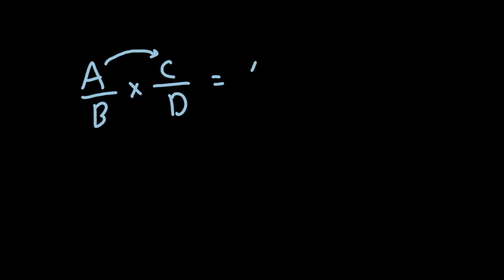Hi, we'll talk today about multiplying and dividing rational expressions. To multiply rational expressions, we use the following property of fractions. A over B multiplied by C over D equals AC over BD. We multiply the numerators to get AC, and we multiply the denominators to get BD.